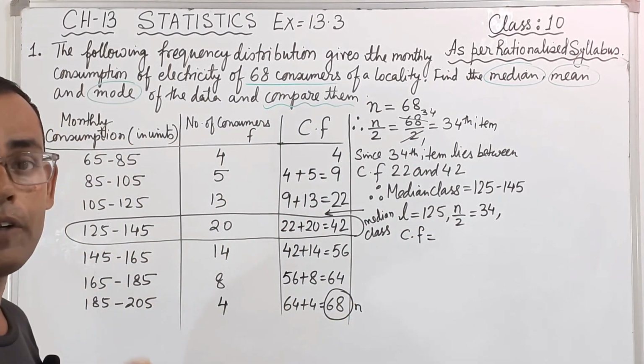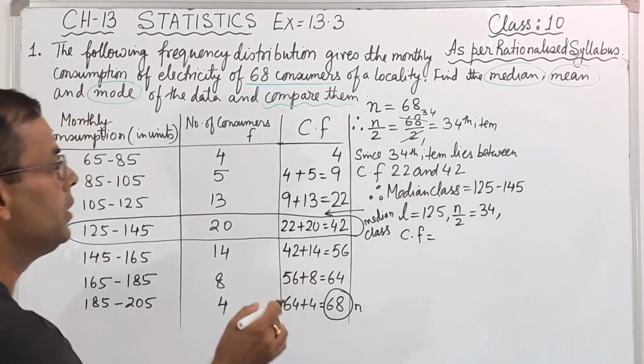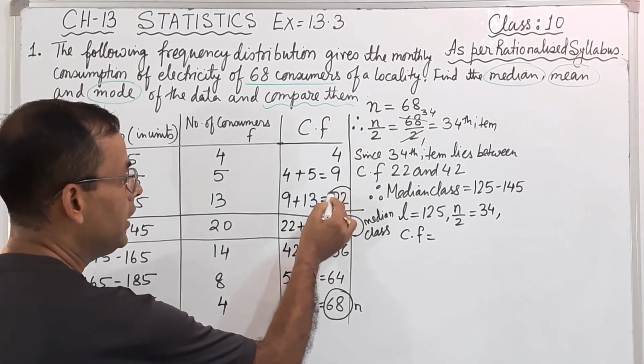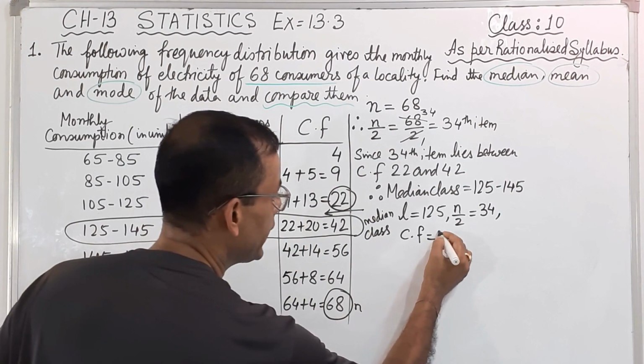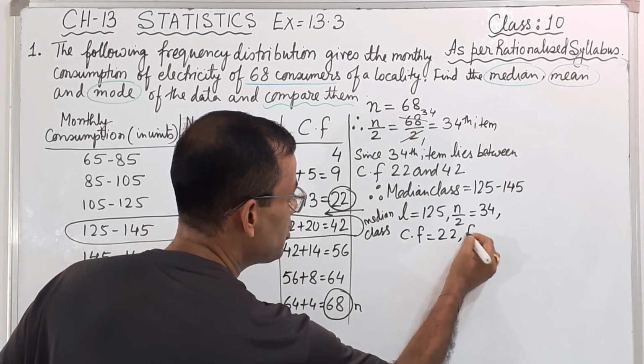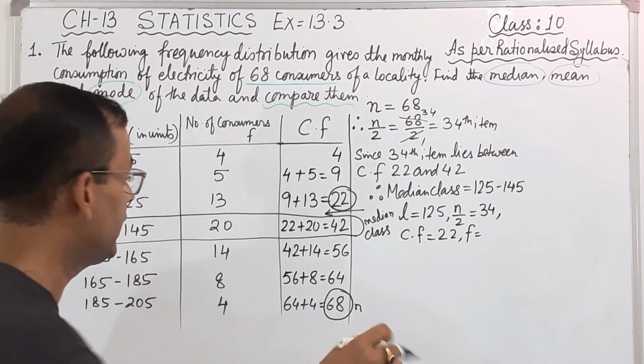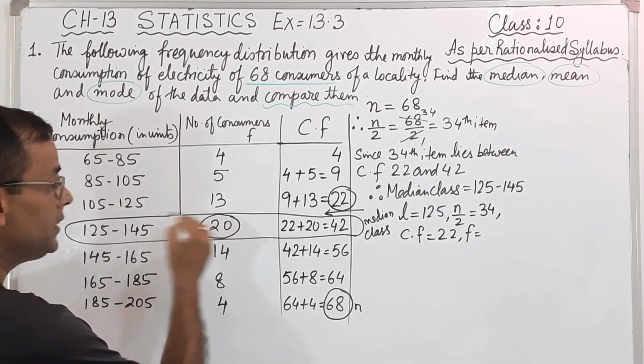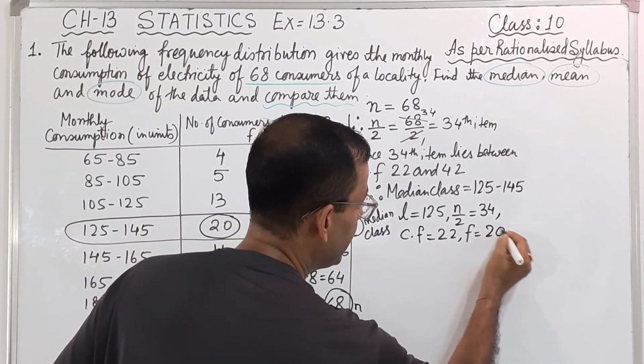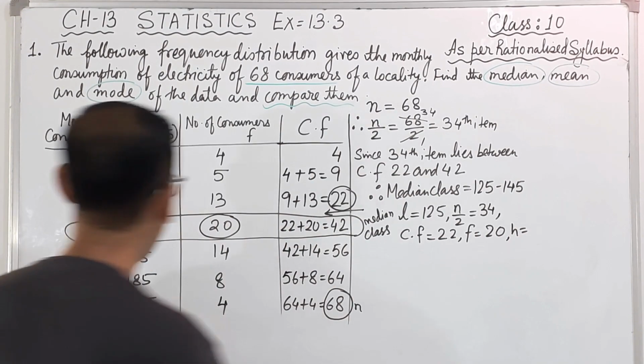CF will be the cumulative frequency before the median class. So before is which one? 22. So we will take 22. And F is what? Frequency of the median class. So that will be here 20. Clear now? And then the last one is H. H will be how much?